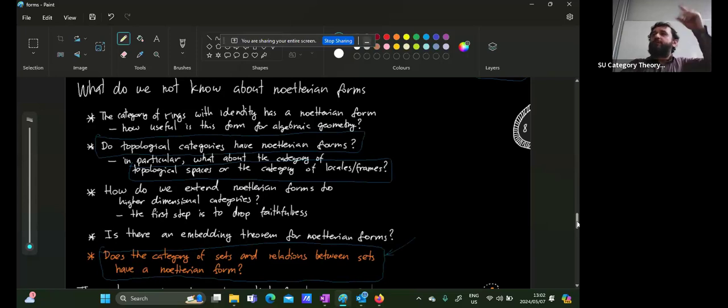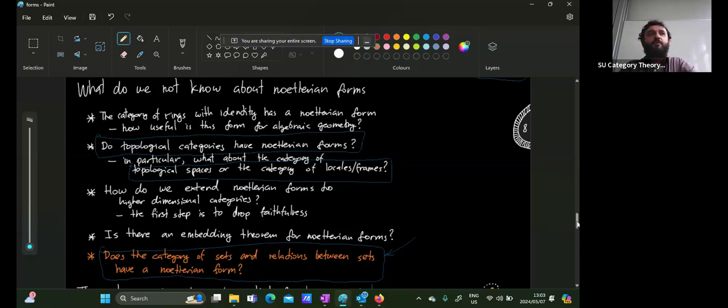Remember, being Noetherian already means that the axioms hold. So, no, I just mean it might be possible to just put a trivial Noetherian form. It's not possible to put trivial Noetherian forms. When you have a Noetherian form, you already can do something. At least you can do the isomorphism theorem. So you might say everything's isomorphic. You know what I mean?